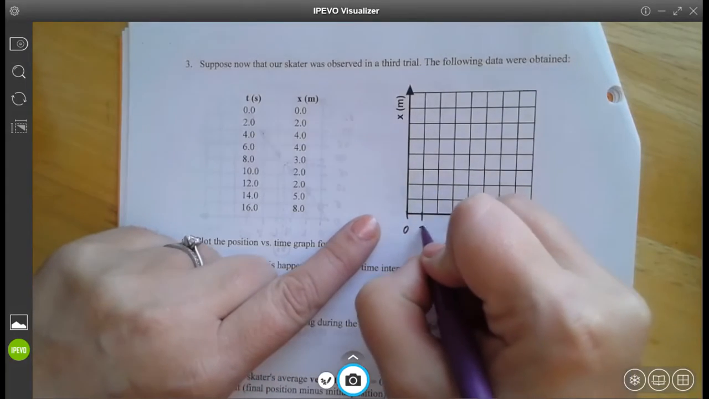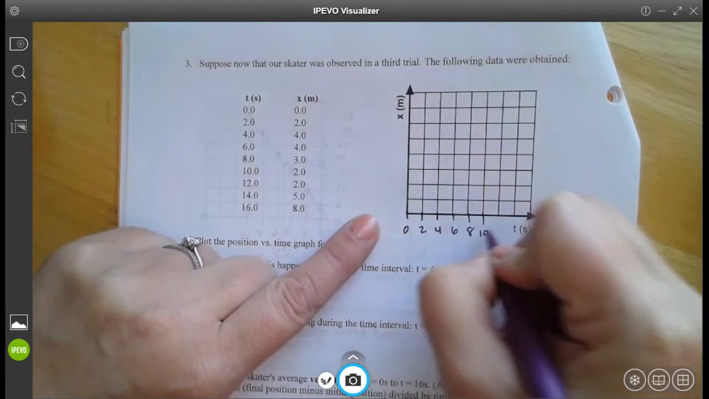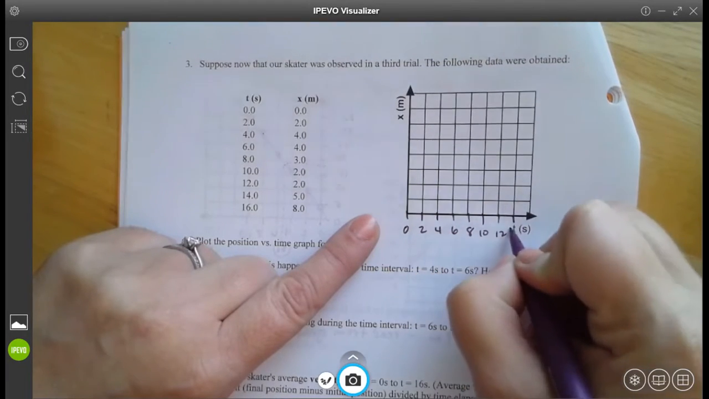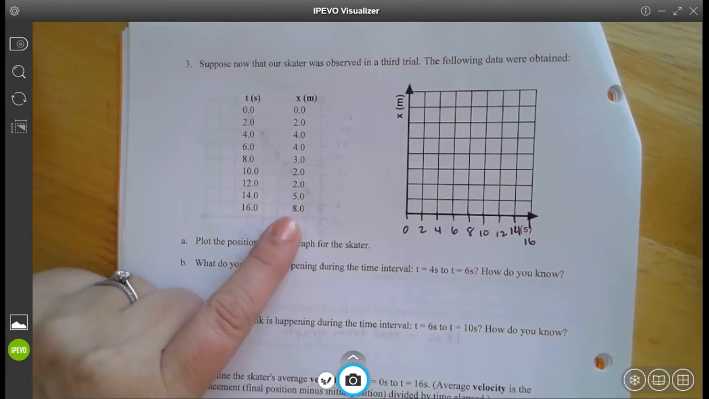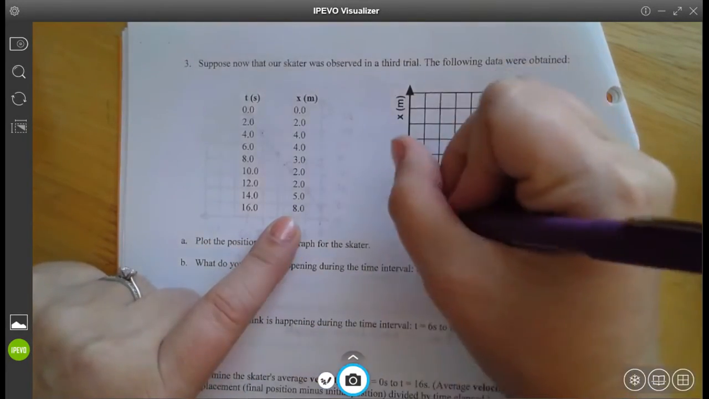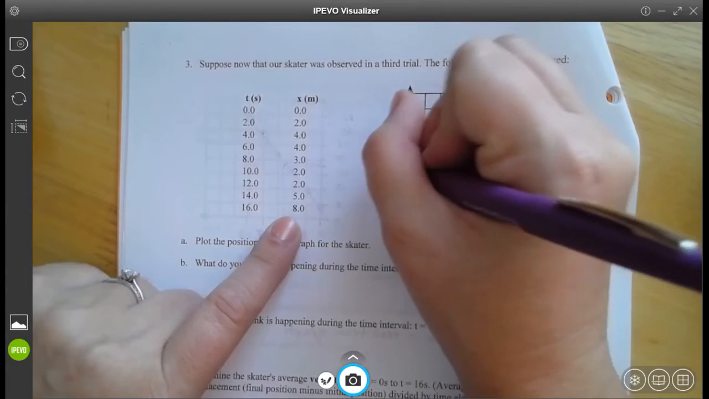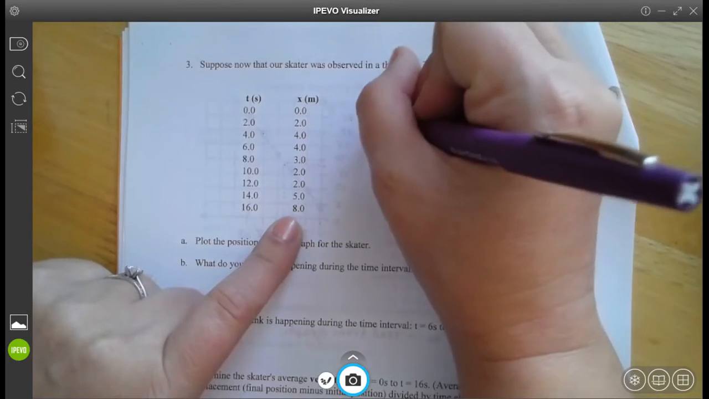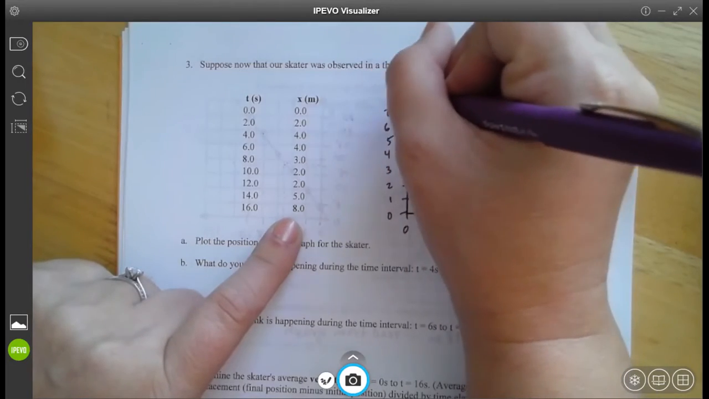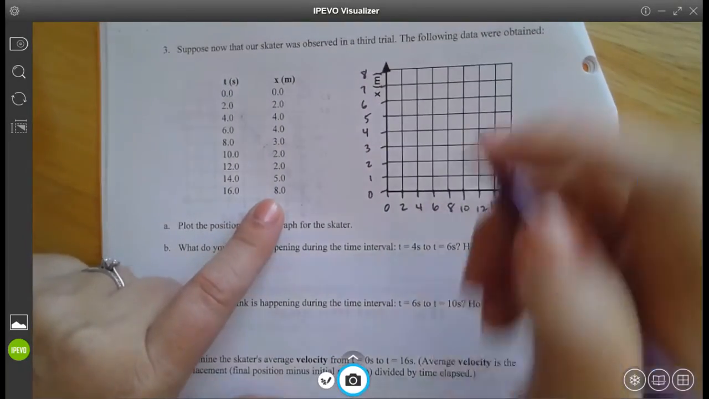So 0, 2, 4, 6, 8, 10, 12, 14, 16, and then our object is going to travel just 8 meters. So these usually have 8 lines. I already get the sense just from these numbers that the skater isn't moving as quickly.